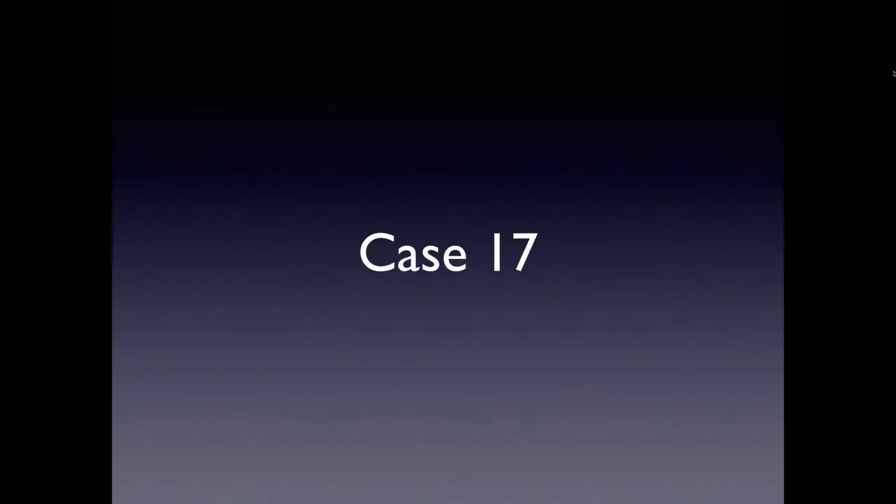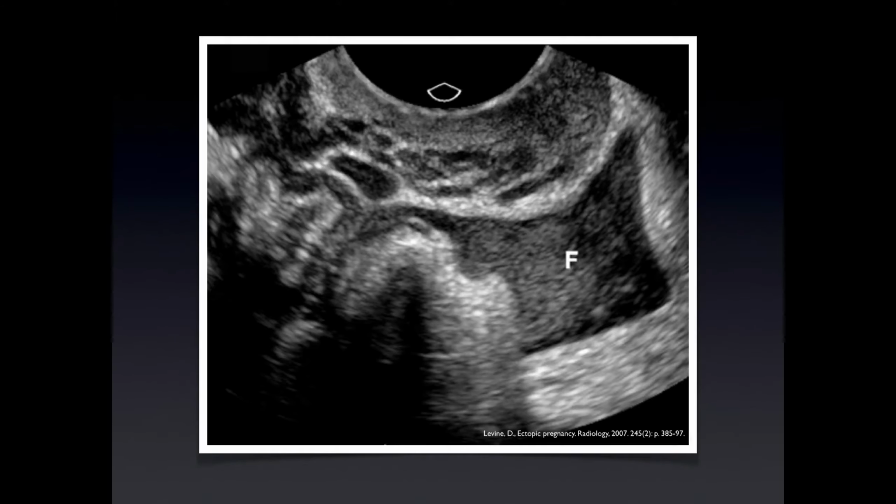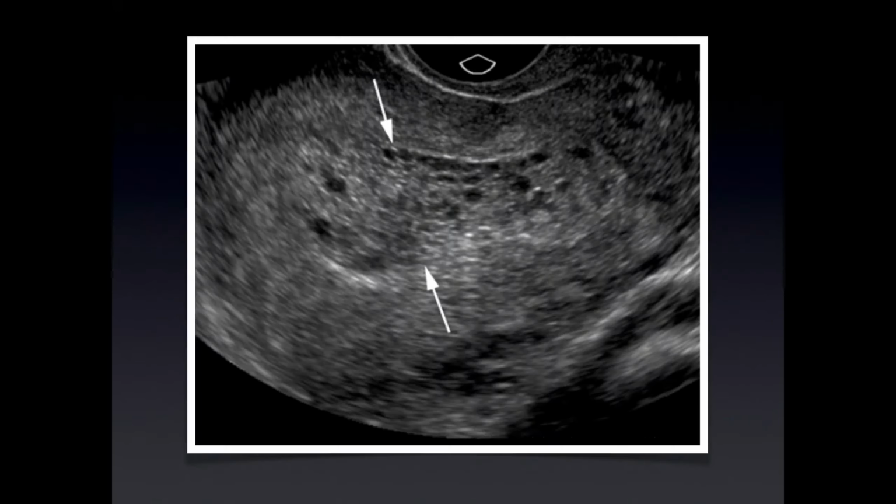Alright, a couple more quick ones. Case 17. This is what echogenic free fluid looks like. Remember, this is highly suspicious for ectopic pregnancy. Case 18. This is an endocavitary view of what a molar pregnancy will look like. You see this grape-like cluster that's causing endometrial distension.